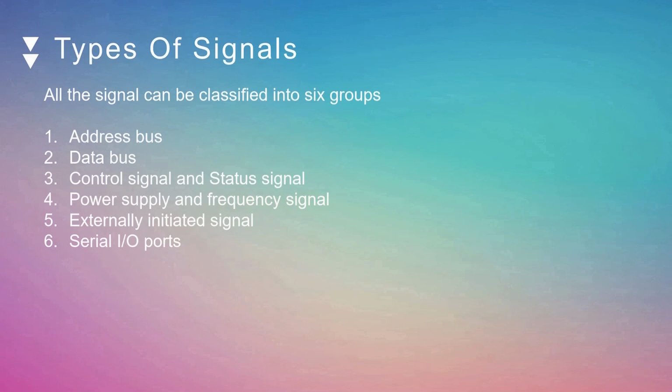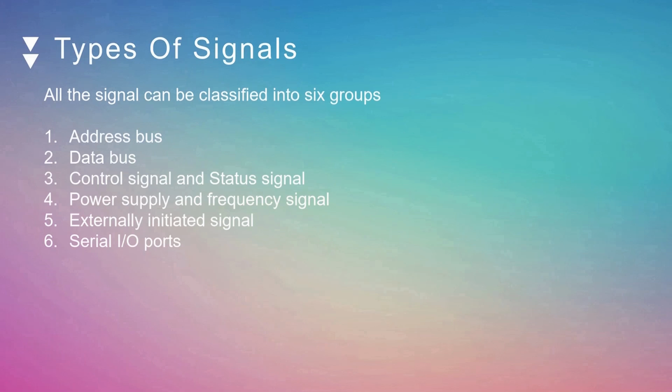Under status signals, we have ALE. When ALE is high, it uses the address bus. When it is low, it uses the data bus. And we have others like IO/M bar and so on. Next we have the power supply and the frequency signals. In power supply and frequency signals, we have VCC, VSS, and clock out as the components.